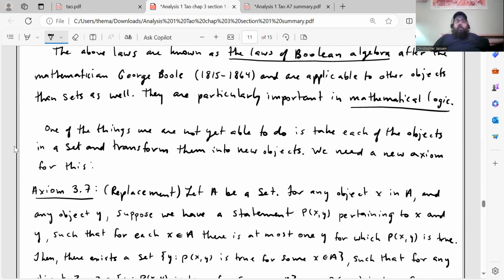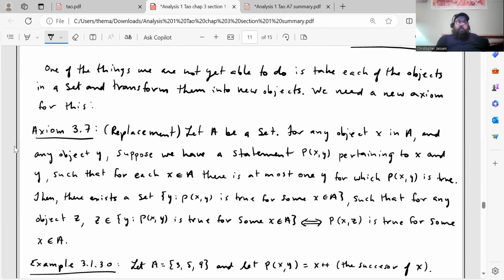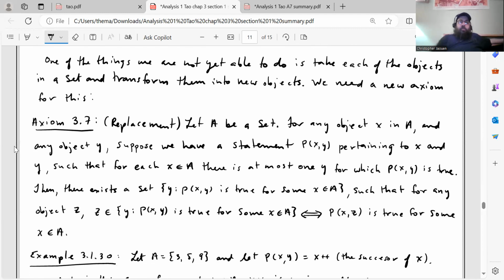Now, one of the things we are not yet able to do is to take each of the objects in a set and transform them into new objects. We need a new axiom for this, which we'll talk about here, which is called the axiom of replacement. This is axiom 3.7.